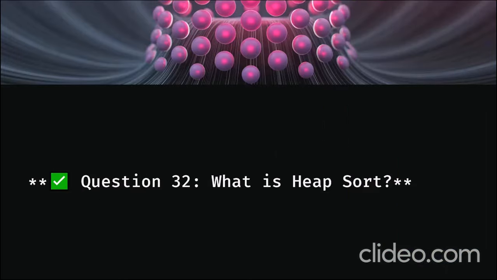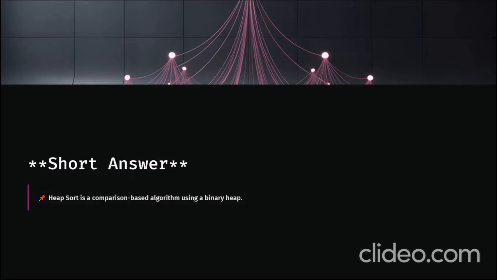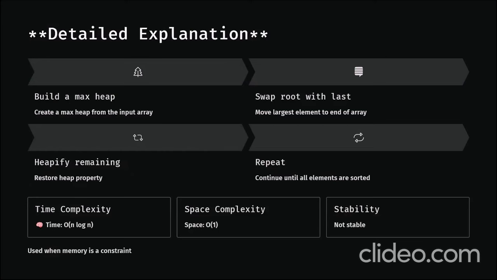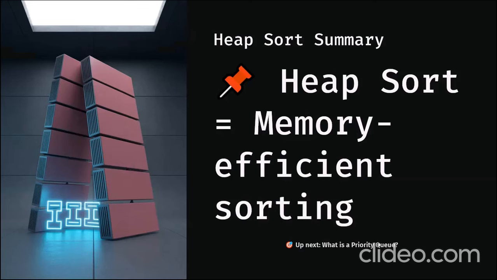Okay. So next, let's move to another sort, heap sort. Heap sort is a comparison based algorithm using a binary heap. Build a max heap, create a max heap from the input array. Then swap root with last, moving the largest element to the end of the array. And heapify the remaining, restore heap property. Repeat, continue this until all elements are sorted. You can see the time complexity, space complexity, and the stability. It is not stable. Used when memory is a constraint. So, heap sort, memory efficient sorting.